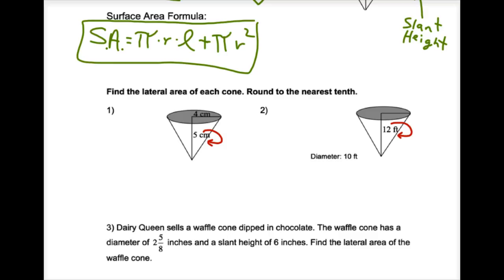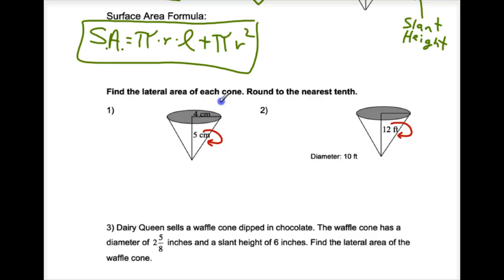We're going to find the lateral area only, guys, which means we're not going to do the top parts or the circular part. Do you guys understand that? Yes. All right, let's do this.